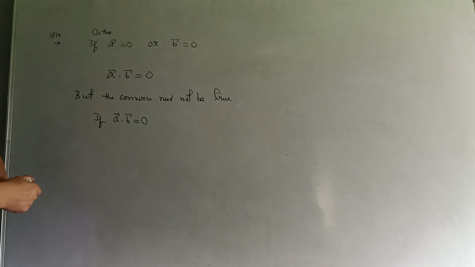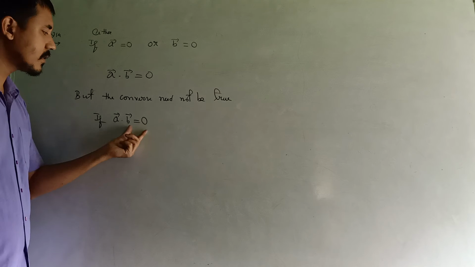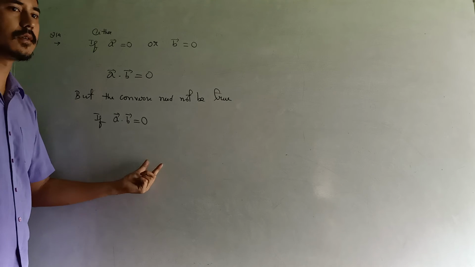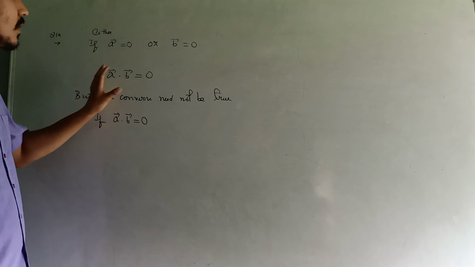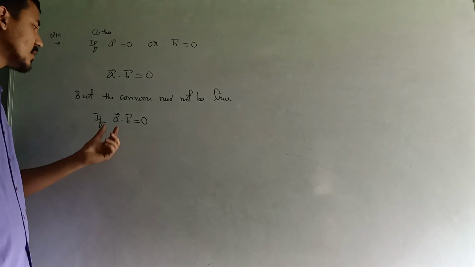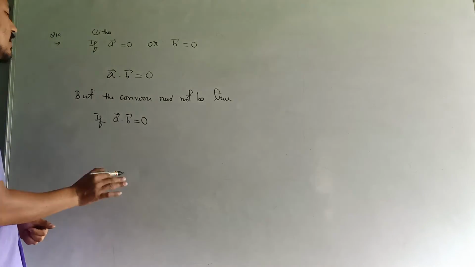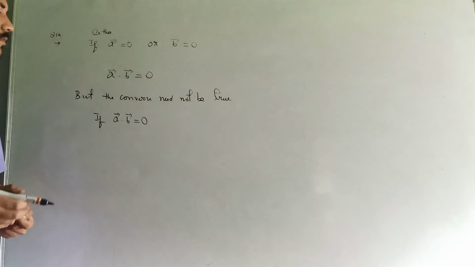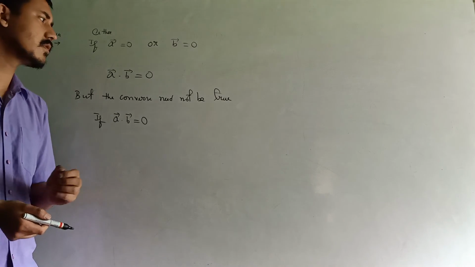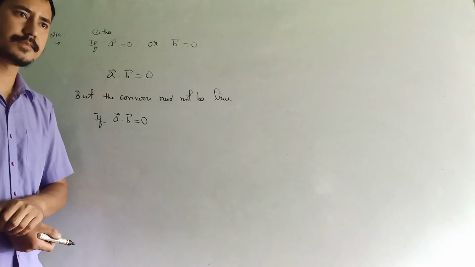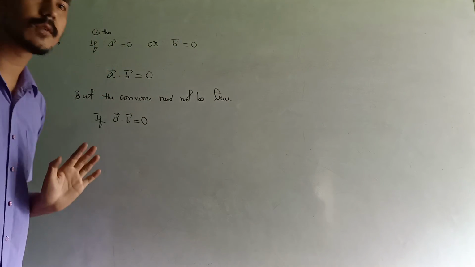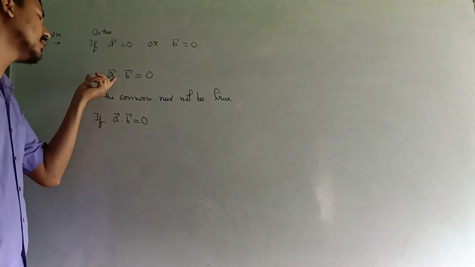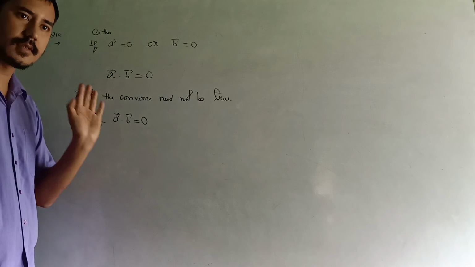You have to show that one. If the converse was true, it would mean that if A dot B is 0, then either A is 0 or B is 0. But they are saying that the converse need not be true. It means if A dot B is 0, then it's not necessary that A is 0 or B is 0. So in order to show that, you need to justify by giving an example. Take A as a non-zero vector, take B as another non-zero vector, and their dot product should be equal to 0.